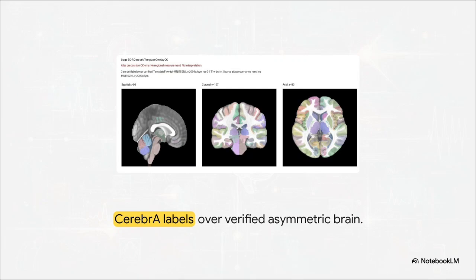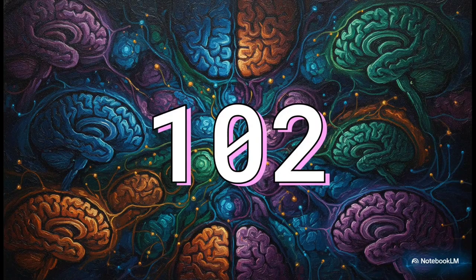But this intense level of technical transparency is so vital, because downstream researchers need to know exactly what spatial assumptions were baked in. 102. That is the exact number of distinct cerebral area regions mapped and measured in the output tables. The pipeline doesn't just look at the brain as one giant single mass. No, it segments it into 102 highly specific, technically measurable zones, completely ready for detailed volumetric extraction.